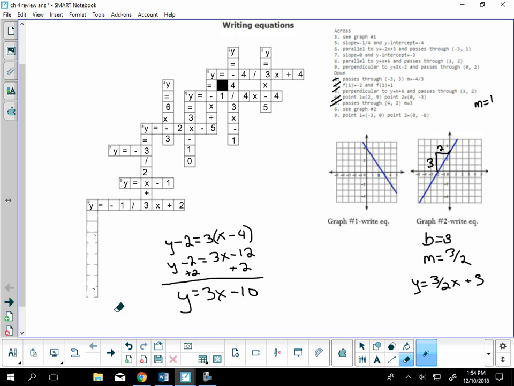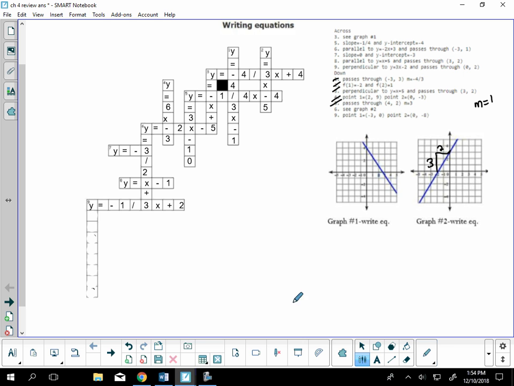All right, one more, which is going to be 9 down. On 9 down, they're giving us 2 points. -3, 0, and 0, -8. Again, they're giving us a y-intercept because our first number is 0. That means my y-intercept is -8.